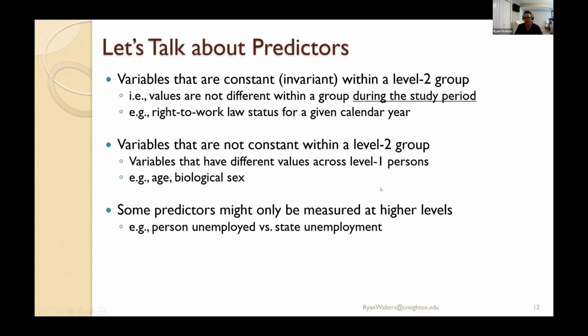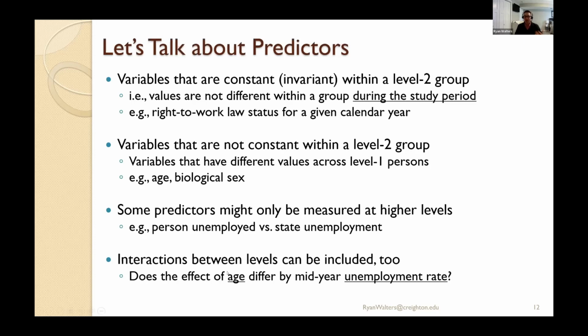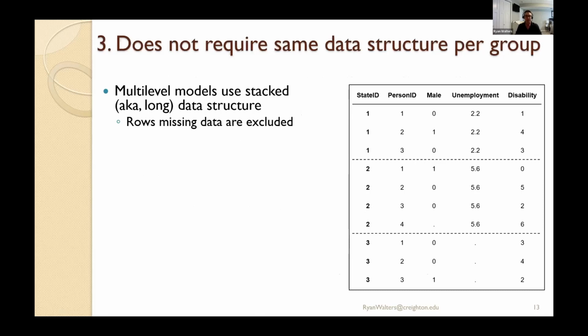Some predictors might only be measured at higher levels. So you could have, is the person unemployed, which is binary at level 1, or what is the state unemployment rate at level 2. Interactions between levels can also occur. So does the effect of age differ by mid-year unemployment rate? So we have a level 1 person thing interacting with a group thing. I have example code interpretations for these types of what we call cross-level interactions, a level 1 by level 2 interaction effect. I mentioned earlier that it doesn't require the same data structure per group.